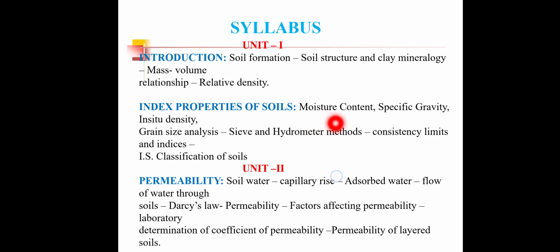And in the same chapter we have index properties of soil, which we are going to learn: how to determine moisture content, what is meant by moisture content, what is meant by specific gravity, what is meant by density, what is meant by sieve analysis. So all these basic things we are going to learn in this particular chapter 1. And finally we are going to classify the soil sample.